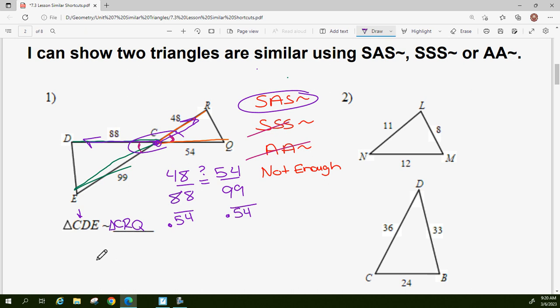And so now we know some things about these triangles. Now that we know they're similar, we know that D and R are congruent, and we know that E and Q are congruent. And we know that whatever we have for RQ and DE, they should make the same fraction as these two fractions, so they should reduce to a decimal of 0.54 repeating.